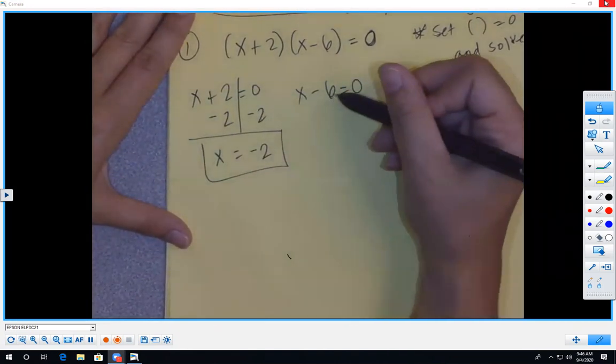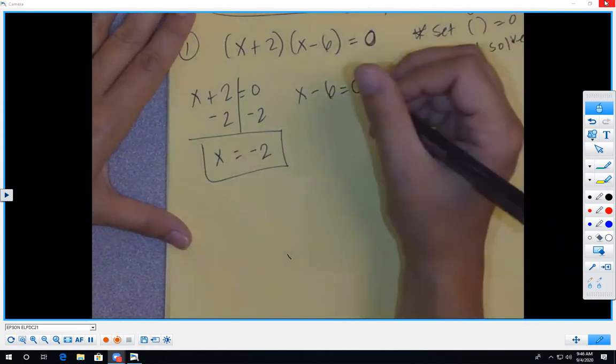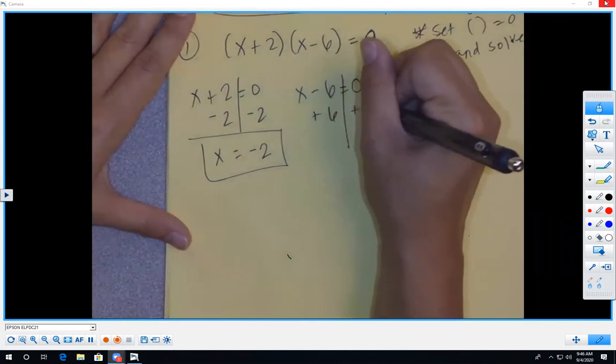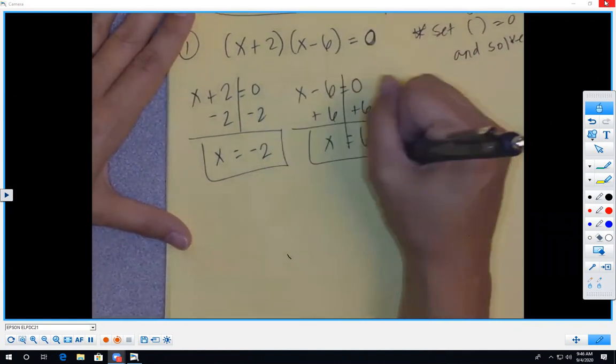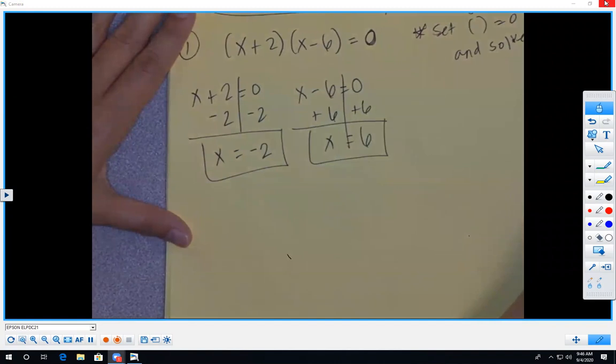On the other side, x plus 6 equals 0. I'm sorry, x minus 6 equals 0. I'm going to add 6 to both sides. And I get x equals positive 6. And those are your two answers.